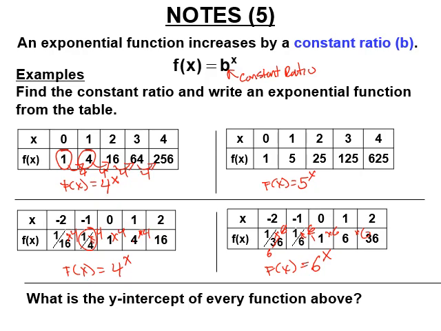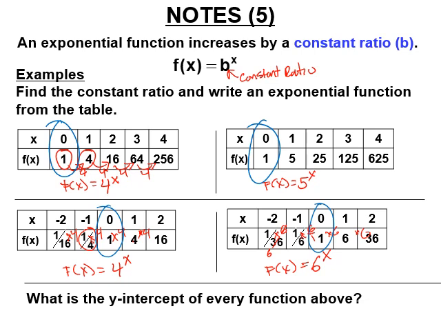So I want you to look at all these tables now and find the y-intercept in all of them. Right? Where does the y-intercept always occur in a graph? Where x is 0, right? It's the point where the graph crosses the y-axis, and that always happens at x equals 0. They're all the same.